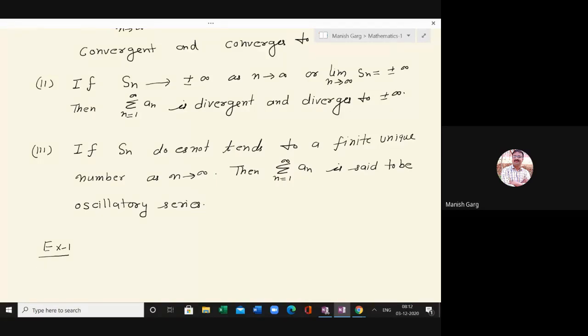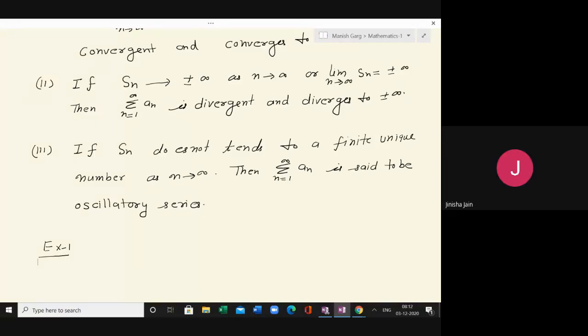And if Sn does not tend to a finite number, if it is not giving a finite number, suppose minus 1 to the power n, there is some expression, sometimes it is coming minus, sometimes it is coming plus. Sometimes it is coming A, sometimes B, sometimes C. Not a unique number for limit n tends to infinity Sn. Then this is said to be oscillatory, meaning it oscillates.